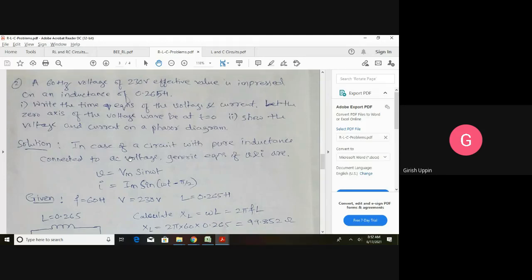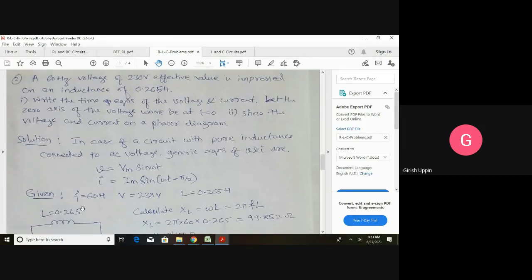Now the solution. This is a pure inductance. L is given as 0.265 Henry. First you write down the behavior of voltage and current in a pure inductance. In a circuit with a pure inductance connected to AC voltage, the general equations of voltage and current are v equal to Vm sin omega t, and current will lag the voltage by 90 degrees. Therefore, i equal to Im sin(omega t minus pi by 2).